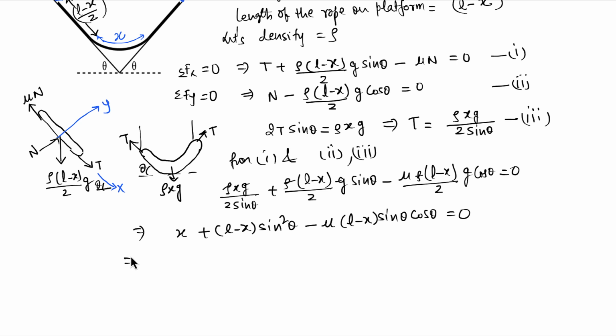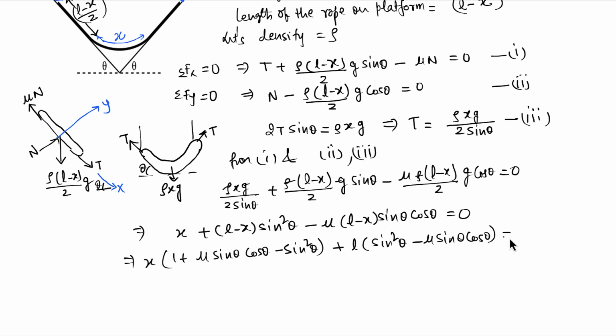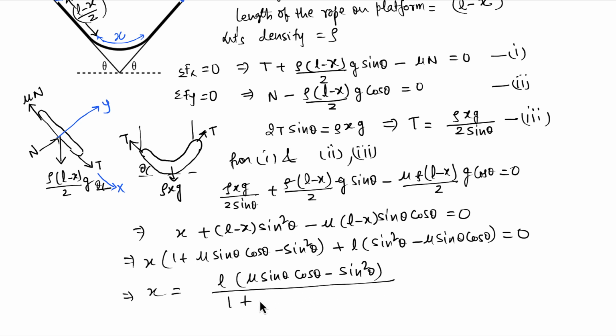So we have x (1 plus mu sine theta cos theta minus sine square theta) plus L sine square theta minus mu L sine theta cos theta equal to 0. So x equals L (mu sine theta cos theta minus sine square theta) by (1 plus mu sine theta cos theta minus sine square theta).